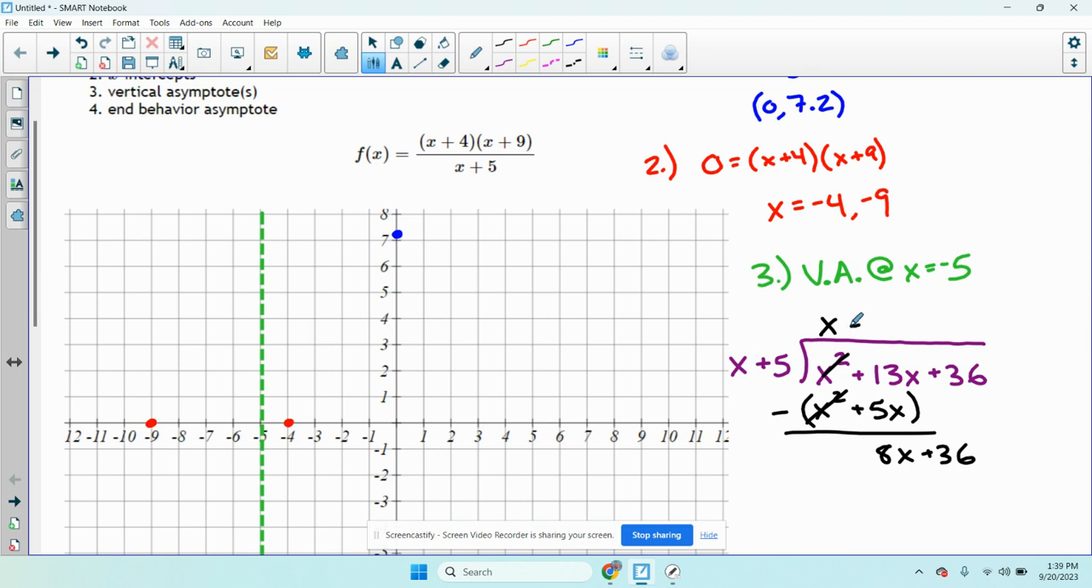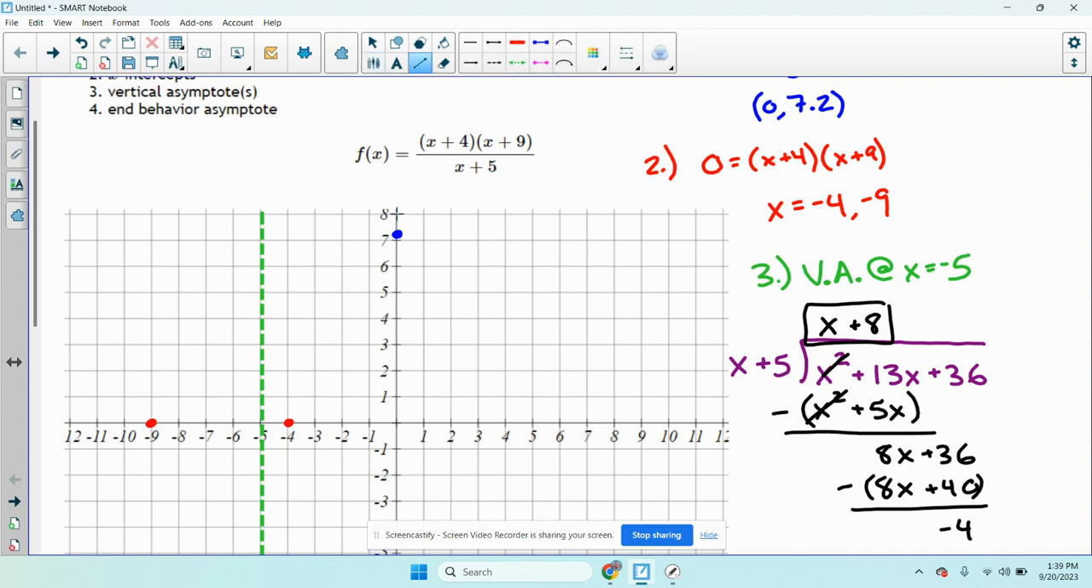X times what gives me 8x? That's going to be 8. Multiply the 8 times the x. I get 8x plus 40. Subtract again. I'm left with negative 4. That's going to be my remainder. This is all I need. X plus 8, that line is going to be my slant asymptote.